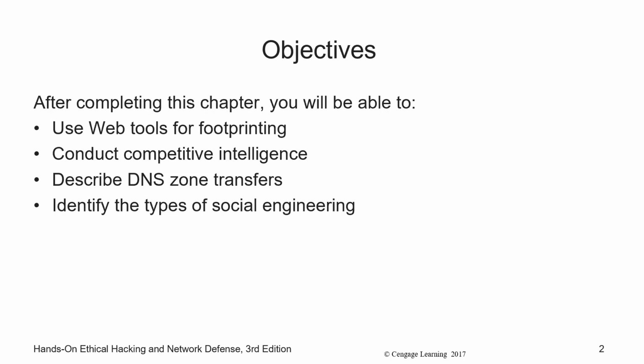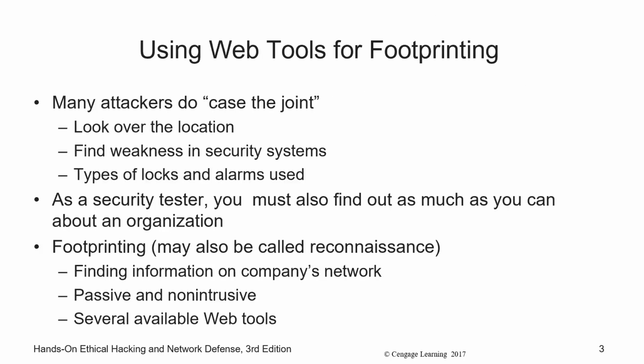So in this chapter, the book talks about web tools for footprinting, competitive intelligence around the industry. You hear the term OSINT, or open source intelligence gathering. That's the term everybody uses. We talk about DNS zone transfers and various types of social engineering. I'm sure I'm going to have some great comments on what the book has to say here. So, many attackers case the joint.